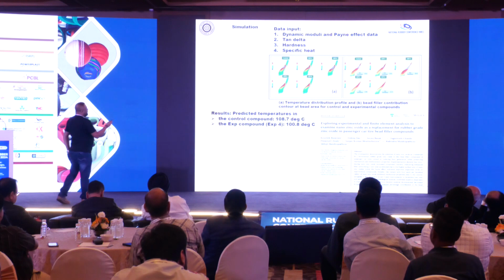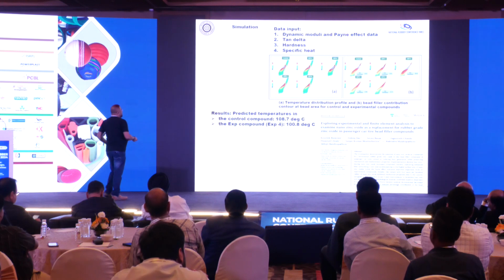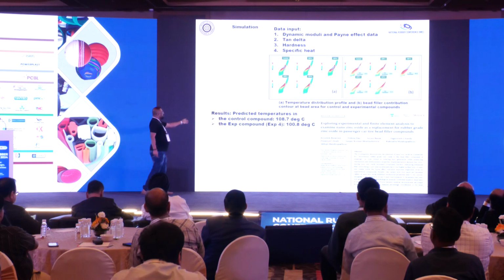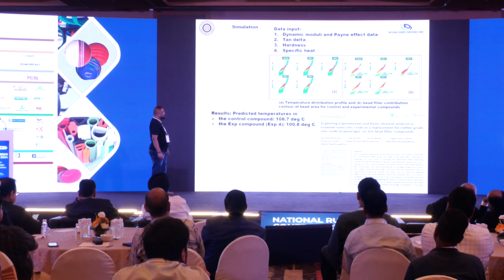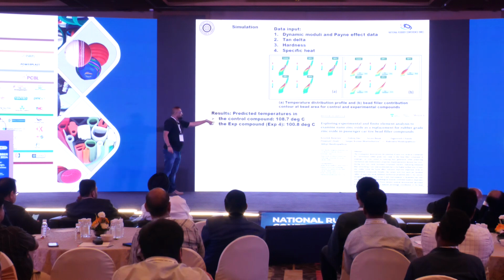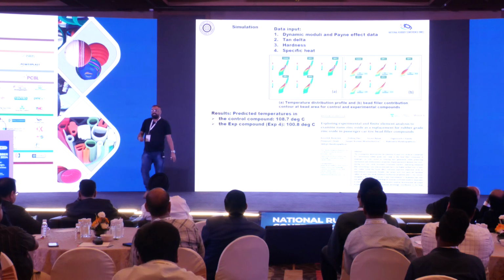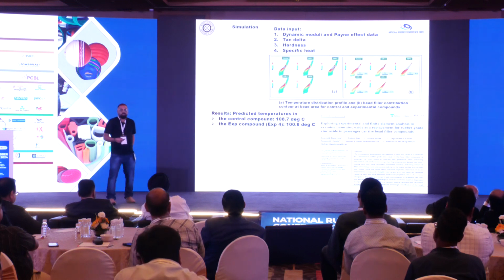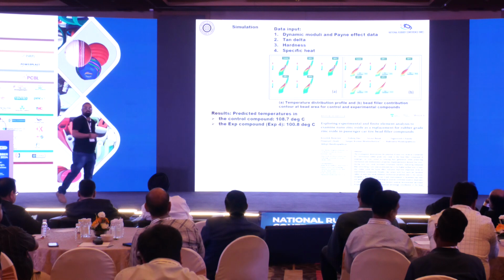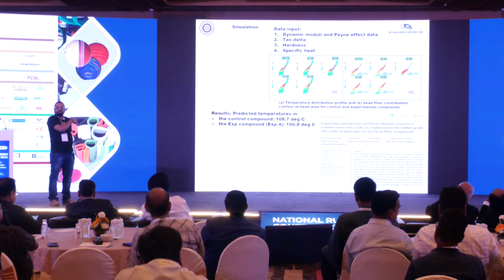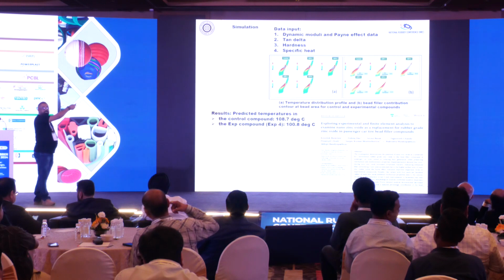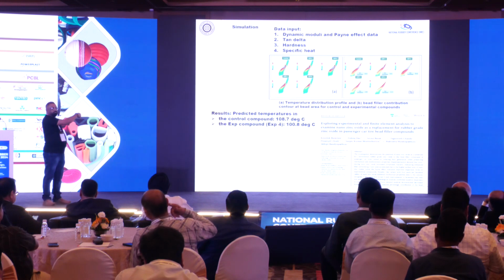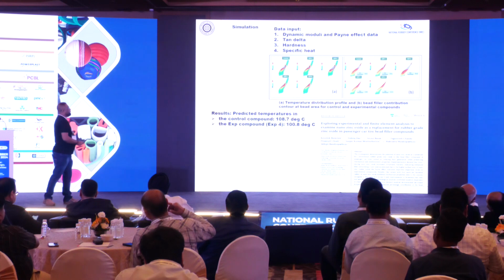So with that, we did the simulation, and you see that it shows the control compound, the temperature it can develop is 108.7 degrees, whereas the experimental compound with this nano zinc oxide is 100.8 degrees. So almost 8 degree drop in temperature with nano zinc oxide in place of the rubber grade zinc oxide. That is being given by the simulation. Because you cannot make this one and check, instead of that we did the simulation and we checked.